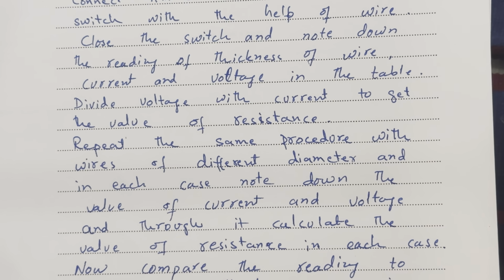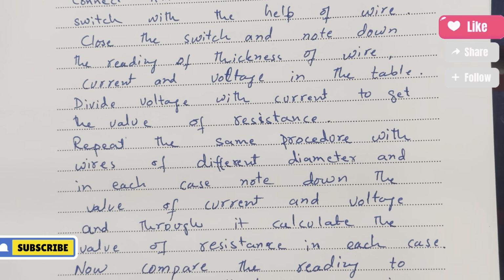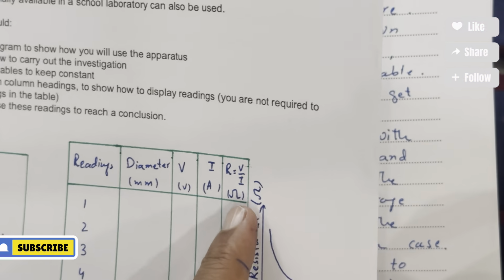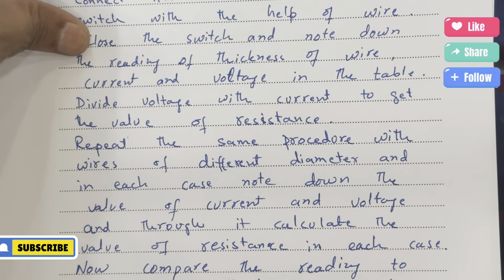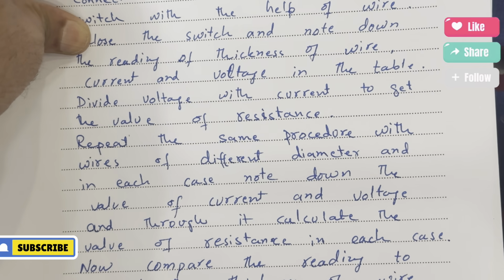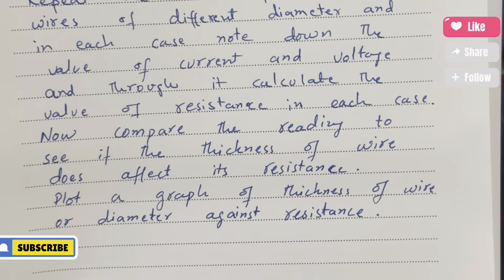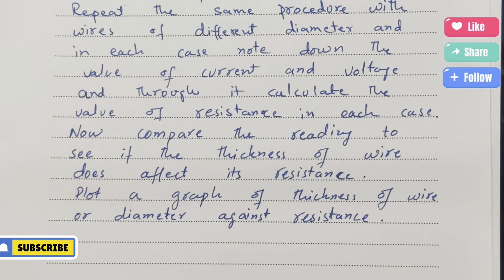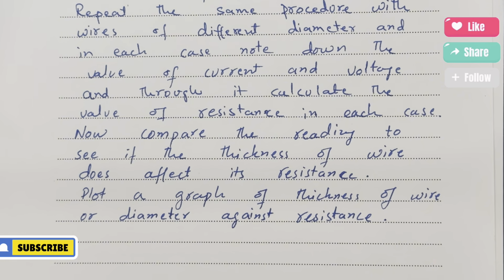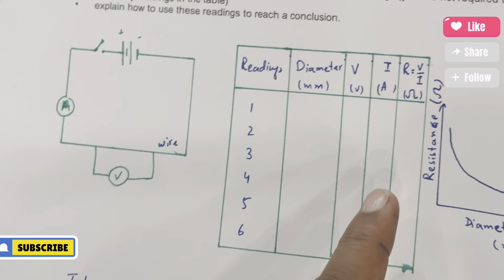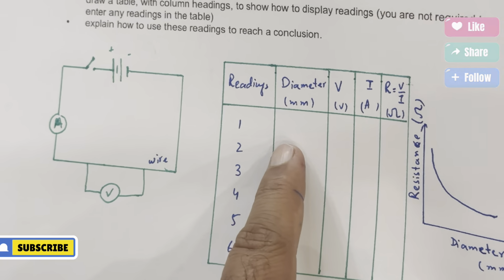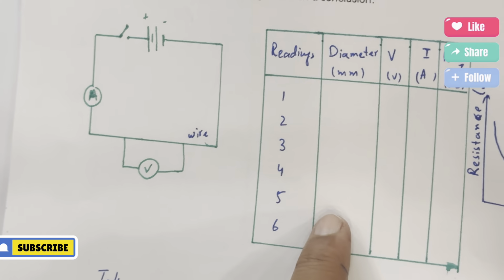Repeat the same procedure with wires of different diameters, and in each case note down the value of current and voltage and calculate the value of resistance by dividing voltage by current. Now compare the readings to see how the thickness of the wire affects the resistance. Then plot a graph of thickness of wire, or diameter, against the resistance. So this is how you are going to compare resistance with the diameter.